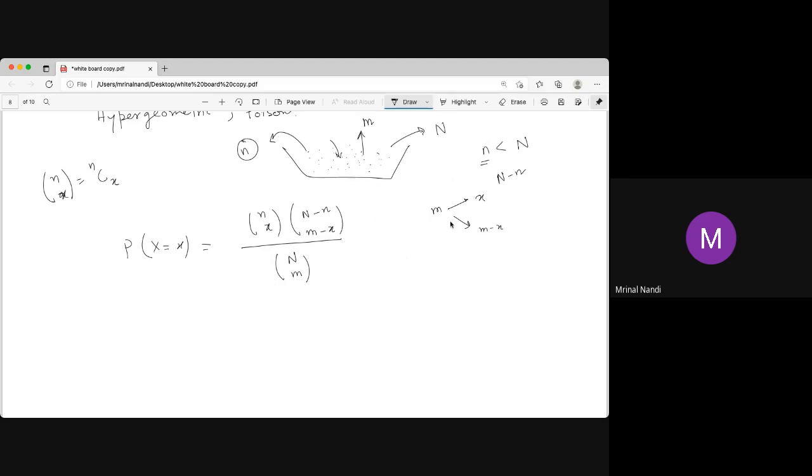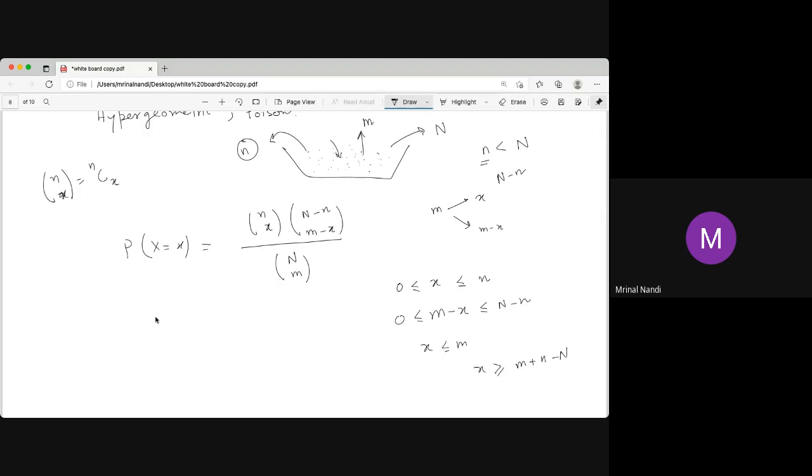Now, there is a condition, because you should have some condition. The first condition is that m must be less than or equal to N, and x must be less than or equal to n and greater than or equal to 0, all integers. The other condition is that m minus x must be greater than or equal to 0 and less than or equal to N minus n. So what is the condition on x then? Actually x is less than or equal to n, and from there x is also less than or equal to m. And from here we get x is greater than or equal to m plus n minus N.